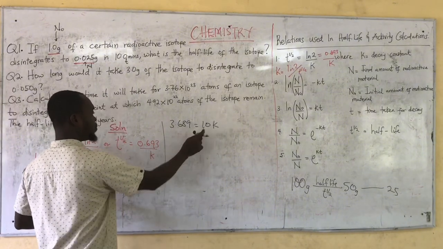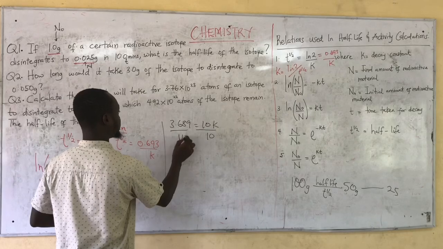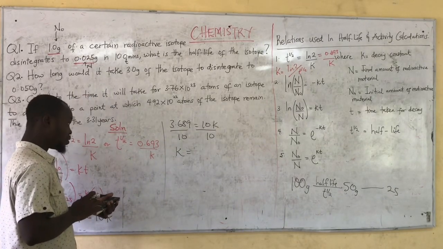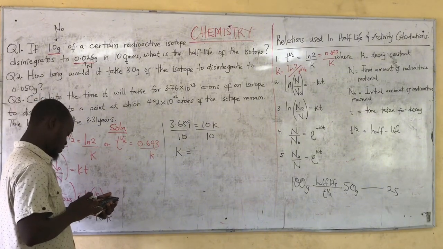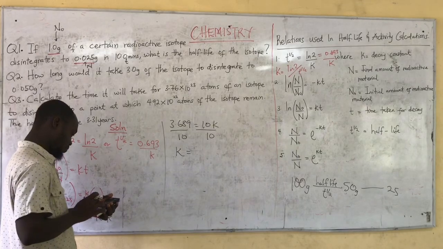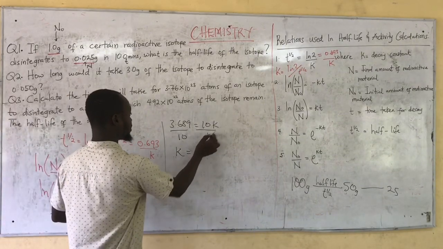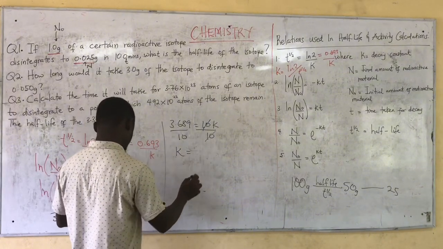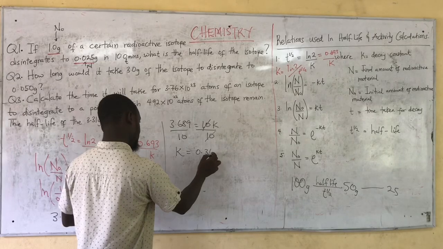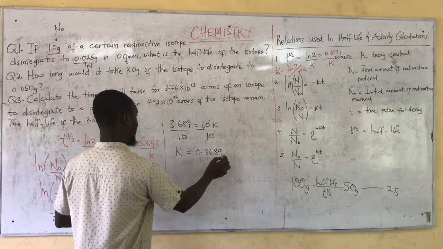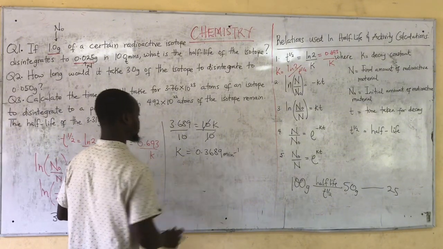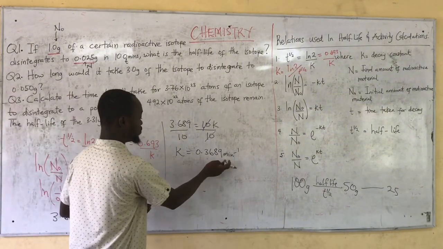So to get K, we divide through by 10. So our K will then be equal to what? So let's look at the answer, or simply 3.689 divided by 10. So the 10 here will eliminate the 10 here. So our K will then be equal to 0.3689 per minute. So this is the value for the K.